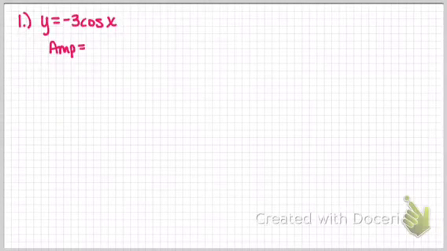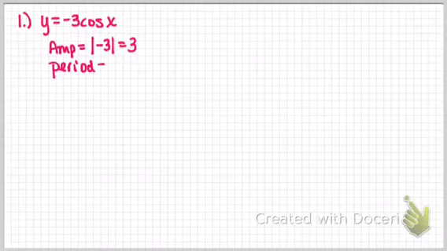Alright, so let's just do number 1, just as a reminder. Number 1 tells us that we're going to graph y is equal to -3 cosine of x. And this one asks us for the amplitude, which, just to review, remember amplitude is the absolute value of that a value, and so it's 3. It asks for the period. Remember, period is 2 pi over b, and in this case, the b value is a 1, so we just get that it's 2 pi.